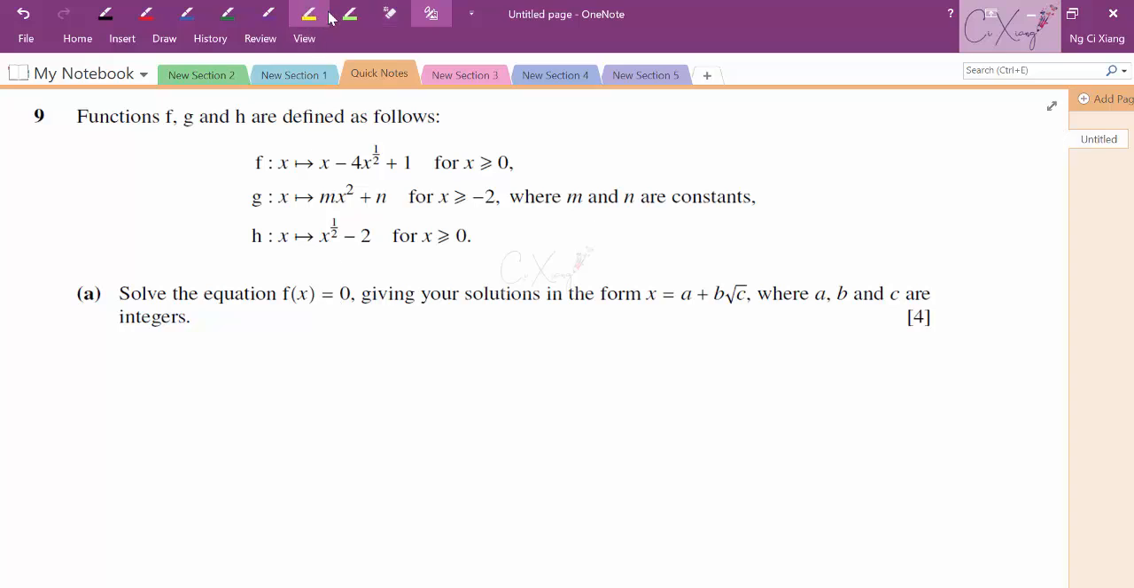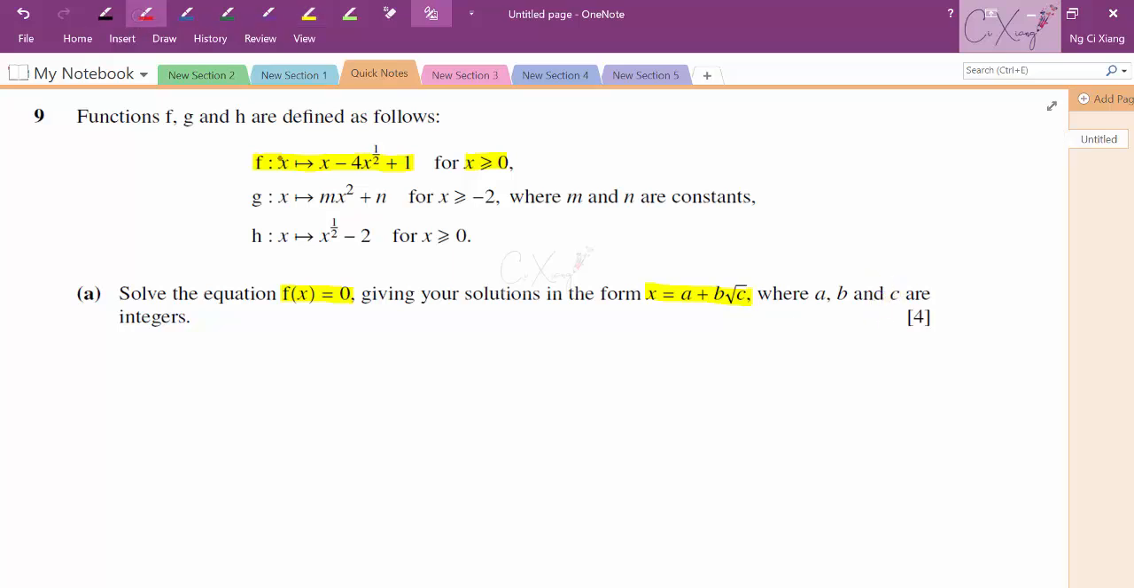We come to question number 9. For question number 9, they want us to solve the equation f(x) equals 0, where f(x) is given here, and give the solution in the form x equals a plus b square root c, where a, b, c must be integers.